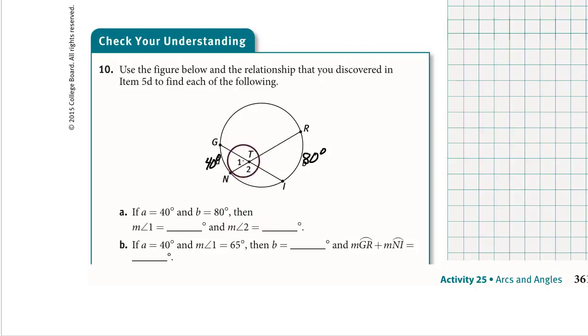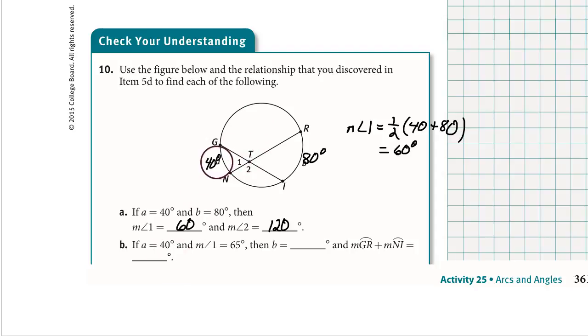Let's start by finding the measure of angle 1. The measure of that angle is equal to 1/2 the sum of the intercepted arcs. That's the 40 and the 80. 40 plus 80 is 120, and half of that is 60 degrees. Once we know angle 1, we can find angle 2. These create a straight line. If angle 1 is 60, then angle 2 is 120 because they have to add to 180 if they're along this straight chord.